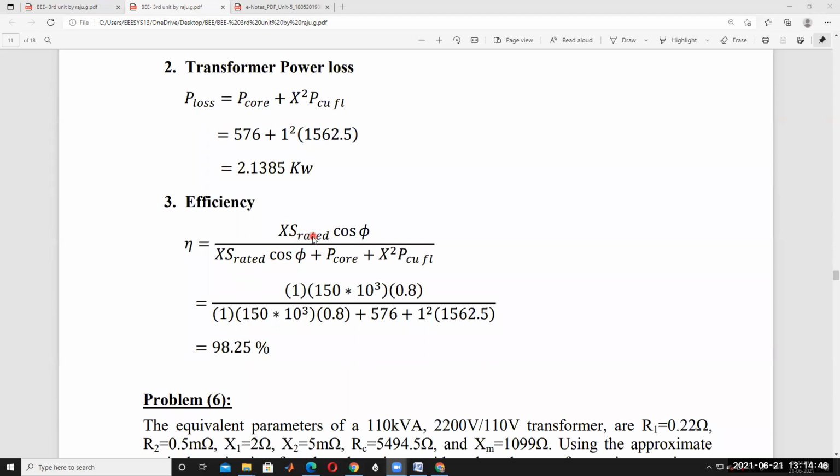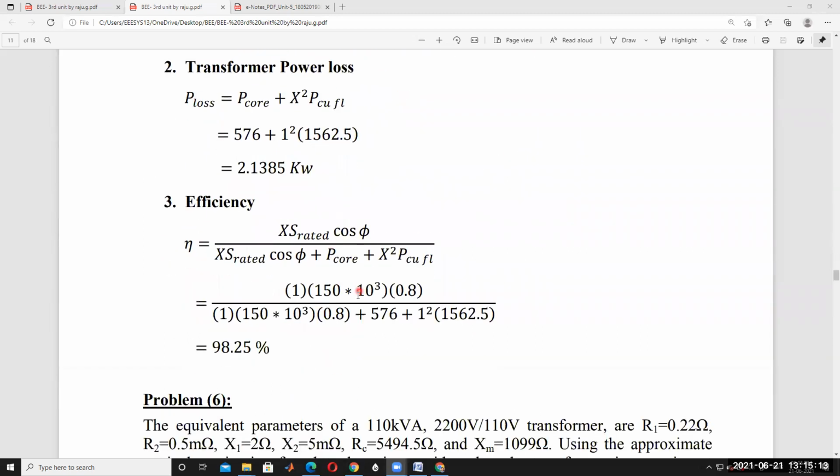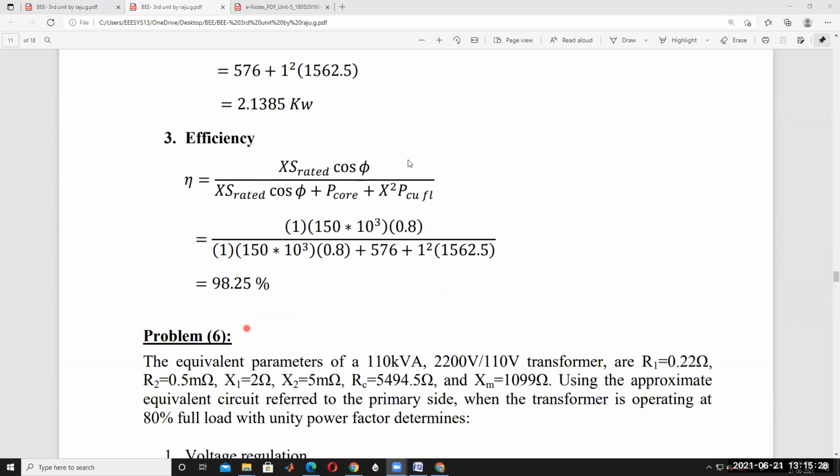And efficiency is nothing but output by input. Output is S into cos phi into the fraction of the load. S is nothing but V into I, so the output is VI cos phi. Input is output plus copper loss plus core loss. So efficiency is X into S rated into cos phi divided by X into S rated into cos phi plus core loss plus X square into full load copper loss. S rated is the kVA rating of the transformer, 150. So 150 into 10 cube into cos phi 0.8, divided by 150 into 10 cube into 0.8 plus the core loss component plus, with X equal to 1, the full load copper loss. Substitute, and we'll get the efficiency like this. Is it clear?